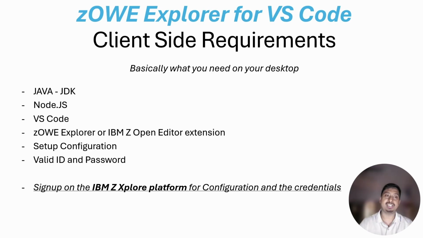And you need the Node.js tool, and you need VS Code, and after that you need to install the Zowe Explorer or the IBM Z Open Editor extension. If you are installing the Z Open Editor, then it will automatically install the Zowe Explorer. And then you need to set up the configuration, and you need a valid ID and password. For the configuration and the valid ID and password, you'll need to sign up on the IBM Z Xplore platform and get the configuration and the details. I'll explain right now how to do that.